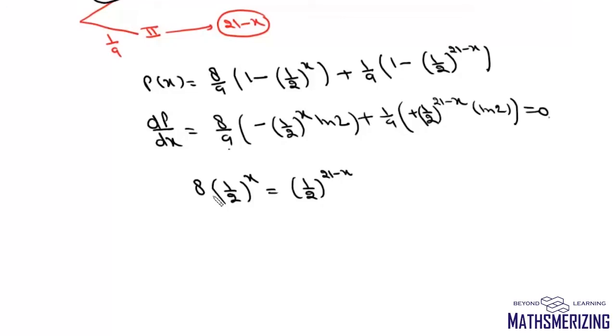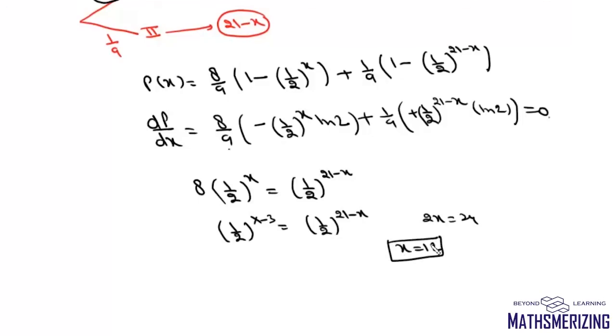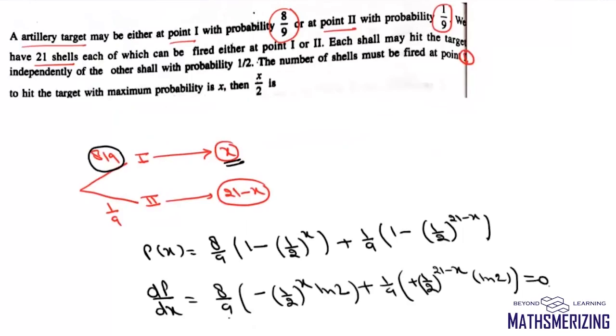Now this 8 is 1 upon 2 to the power minus 3. So we can write 1 upon 2 to the power X minus 3 will be equal to 1 upon 2 to the power 21 minus X. Now if we compare, we'll get 2X equals 24. Value of X is 12. So out of these 21 shells, 12 must be directed at target 1 and 9 must be directed at target 2 to maximize this probability of hitting the target. And here we need to find the value of X by 2. So if X is 12, the value of X by 2 is 6, and that is the answer to this question.